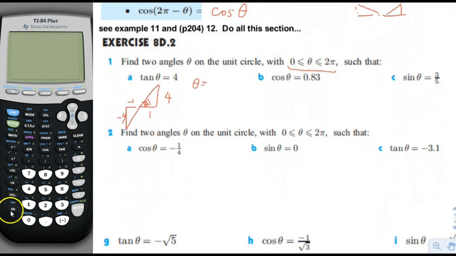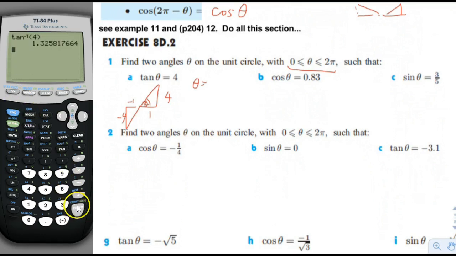We'll need to use a calculator for this because we don't know. So I'm going to put in that the tangent is 4. Oh, but first I do inverse tangent. The inverse tangent of 4, which means, what is the angle which has the tangent of 4, and it gives me 1.32. I think I'm in radians mode, because that's usually where we start. Yeah, I'm in radians mode.